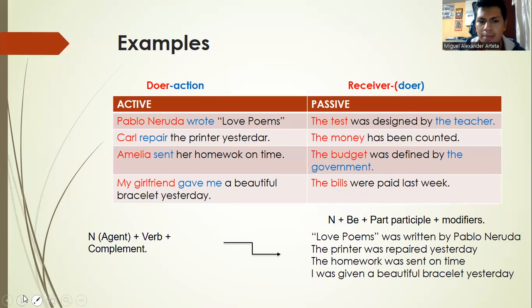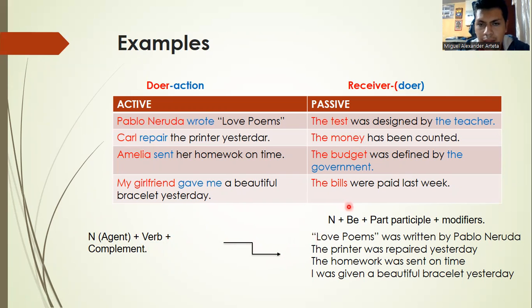So it's important to check this part about the construction of the active and passive voice, about the structure. Because in the active voice, first is the noun, that is the doer of the action, plus the verb, plus the complement. Okay, it is the classic structure of active voice. But we can change from active voice to passive voice, paying attention to the structure.